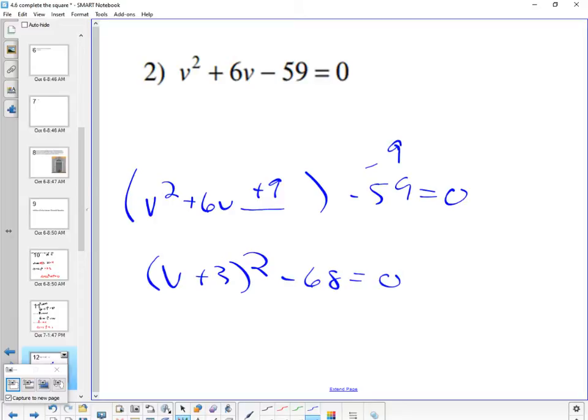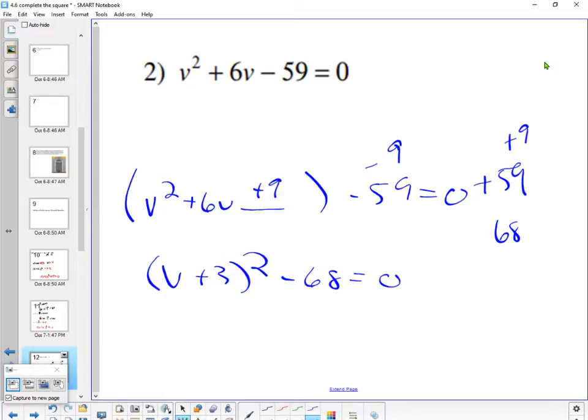Wait, if we did it the other way, would it be -68? Because I thought it'd be positive. The other way would be -50. If you're taking it from that side, you're adding. When you move it over, it becomes a plus 59, and then you would add 9, which would give you positive 68. But then you have to move back over to the other side.